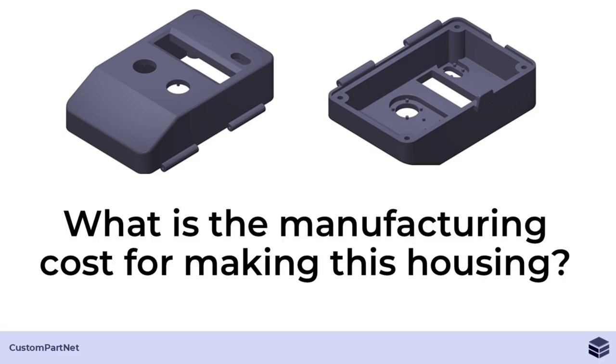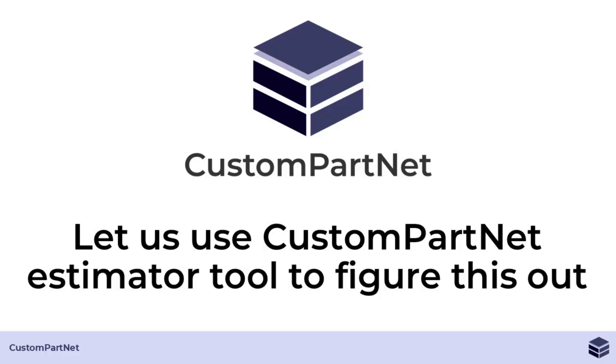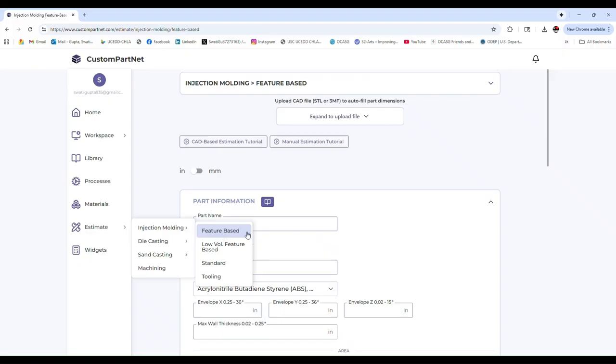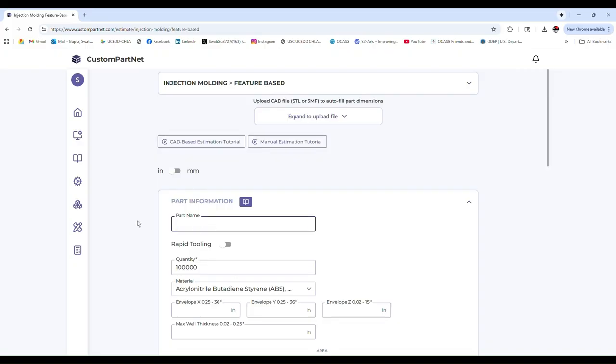What is the manufacturing cost for making this housing? This tutorial explains how to generate a cost estimate by manually entering the part details. You can start by choosing injection molding as the process, selecting feature-based process, and naming the project.